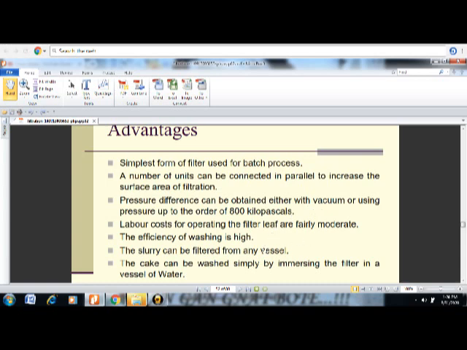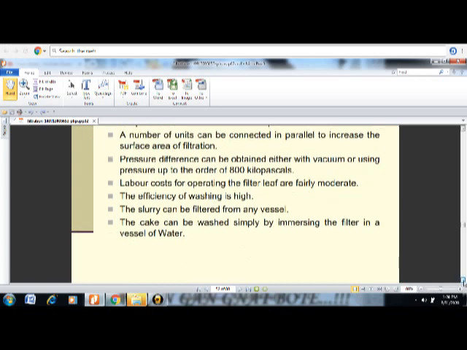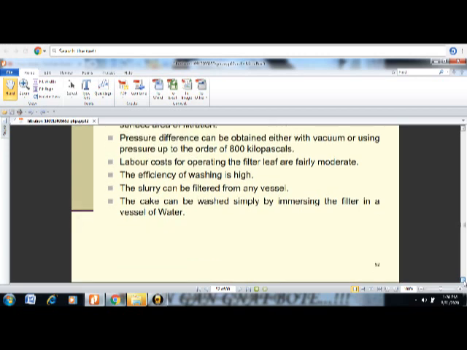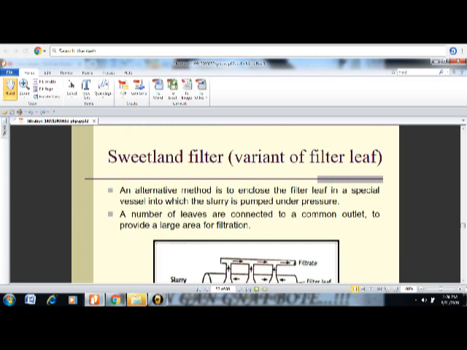Then less labor cost is there as we can operate this machine by our own. The efficiency of washing is high. You can wash the slurry also, you can wash the filter cake also, and the cake can be washed simply by immersing the filter in a vessel of water, right? So this is about the filter leaf.